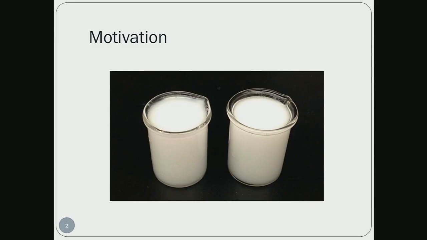As an example of what I mean, I'm going to use these two samples. These are two polystyrene microsphere solutions, and I want to build a probe that can tell the difference between these. When you look at them, they look identical. And if you were to measure their optical properties at a particular wavelength, they have identical optical properties.